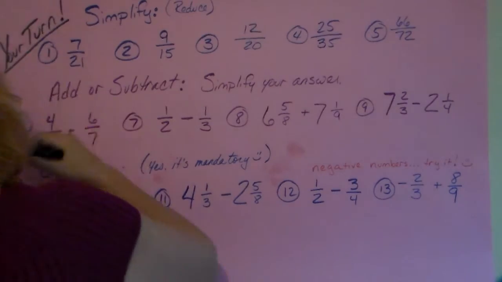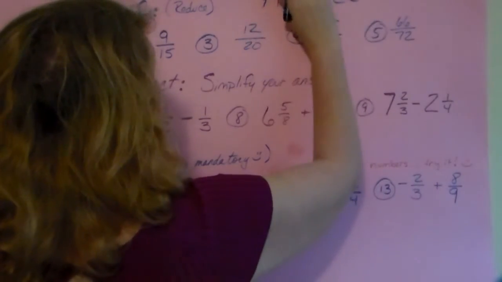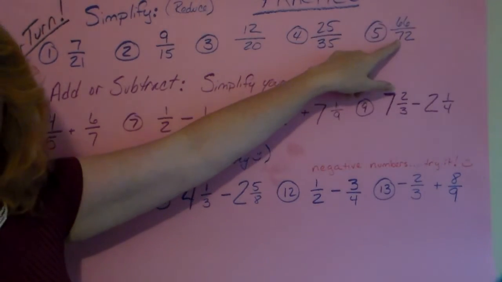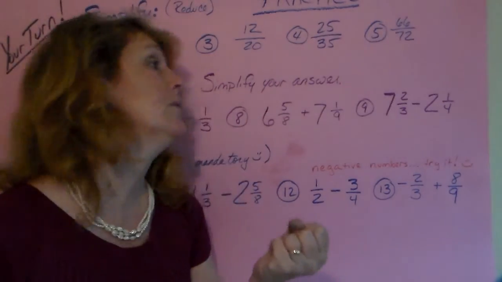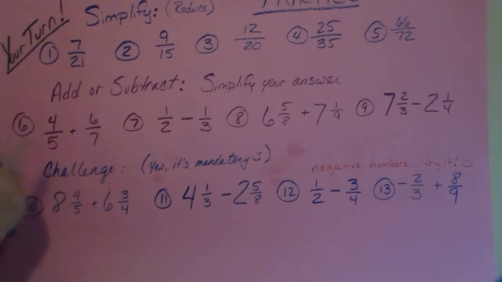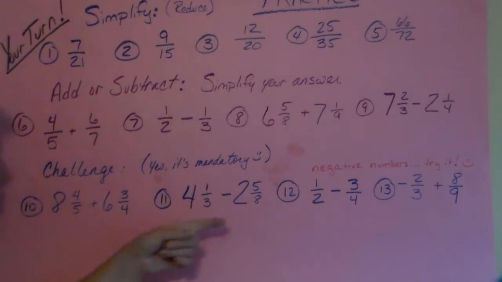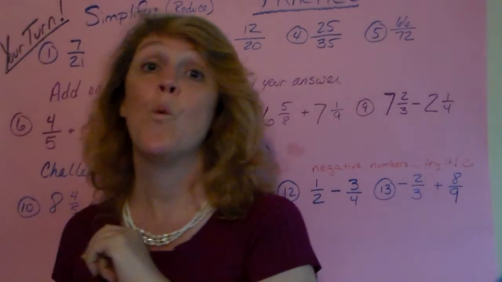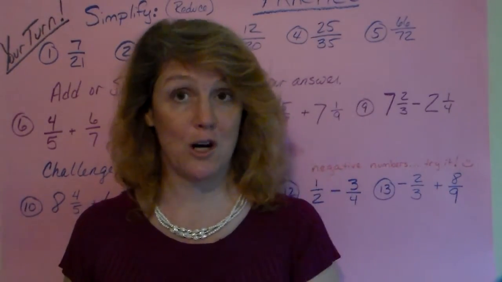Here's your practice. This is all your practice. Did I just write on my wall? I think I did. Okay, so you're reducing these 5 by finding the greatest common factor and dividing the top and the bottom by the same number. These you are adding and subtracting, simplifying your answers, and then I give you 2 challenges each. I've got 1 addition challenge and 1 subtraction challenge, and then I got 2 negative number challenges with fractions. Give them a try, see how you do, and we'll talk about them tomorrow, okay?